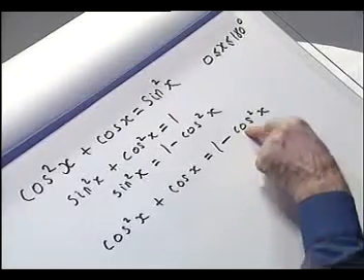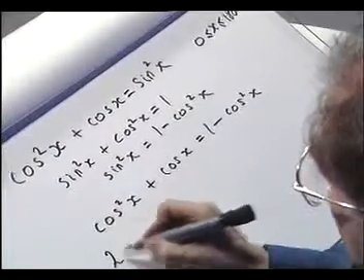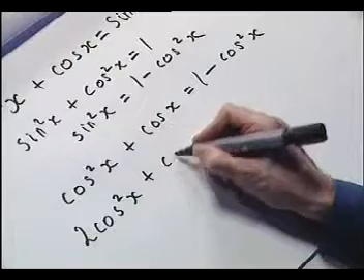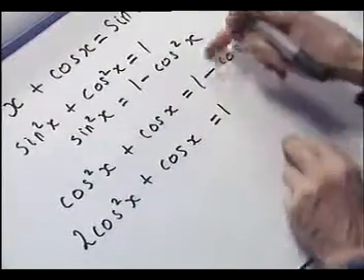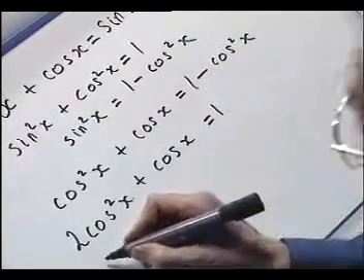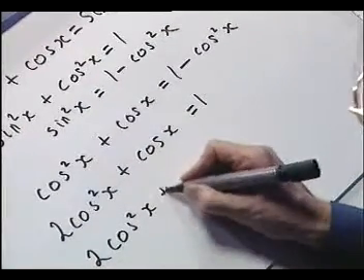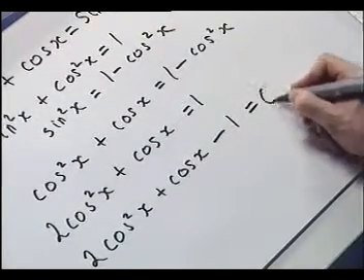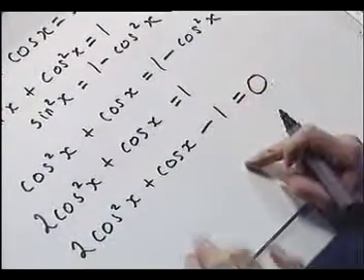So I begin by adding cos squared to both sides. So adding on a cos squared there makes 2 cos squared x plus cos x equals 1, because I added cos squared to get rid of that one. Now I need to take 1 away from both sides. 2 cos squared x plus cos x minus 1 equals 0. And now this is just a quadratic equation.